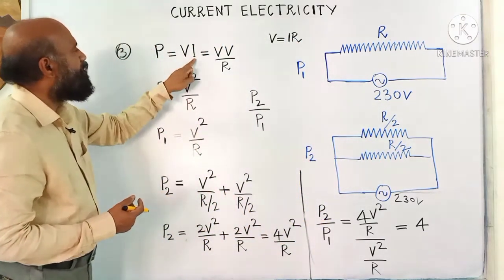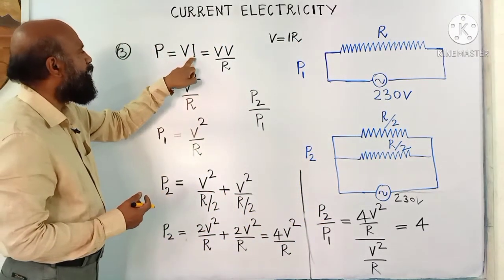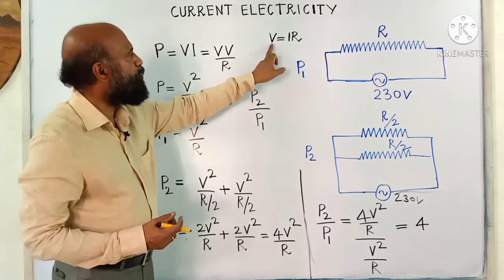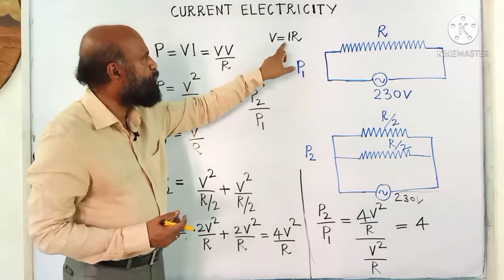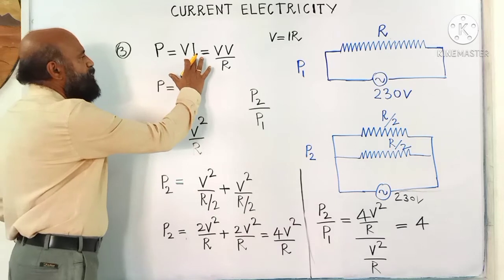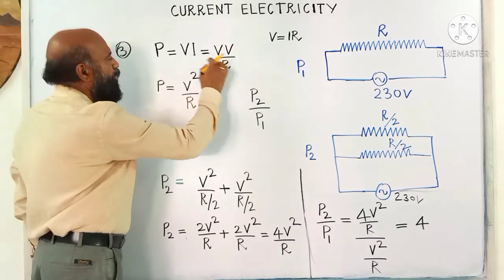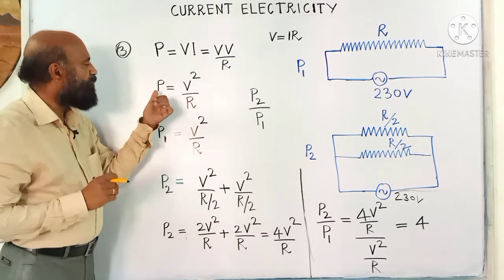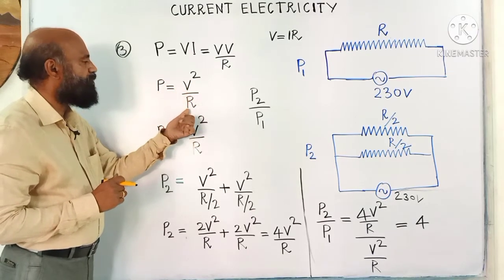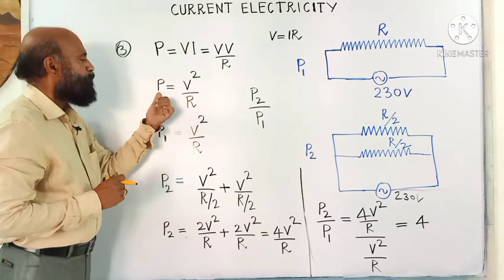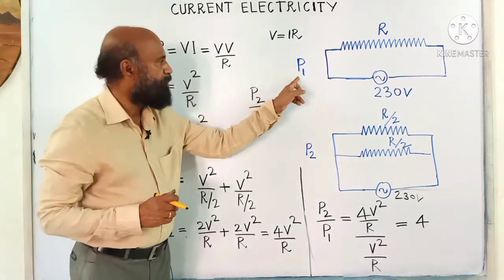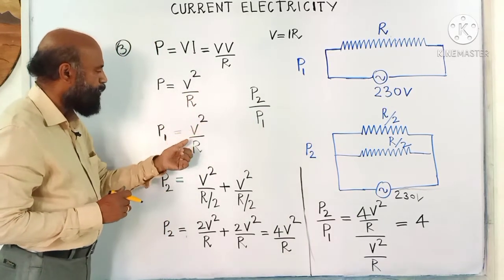So in this expression, for current, we have to change by using Ohm's law. According to Ohm's law, V is equal to IR. From this we can get I is equal to V by R. So we replace this I by V by R. So we are getting a relation for power in terms of voltage and resistance. P is equal to V square by R. In the first case, power dissipated is P1. So P1 is equal to V square by R.